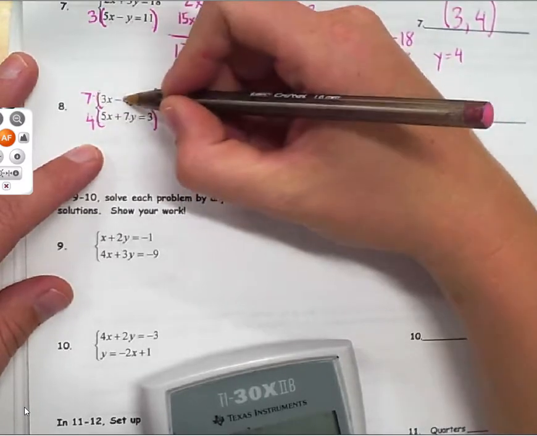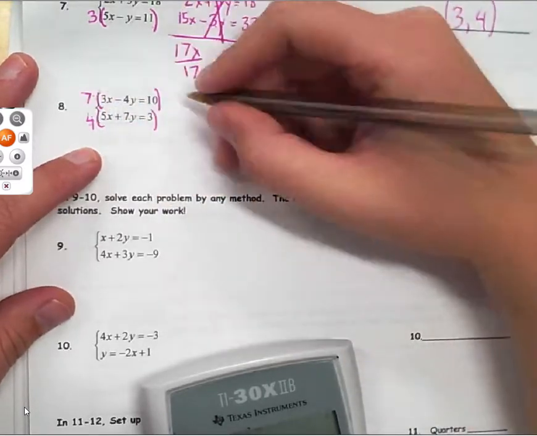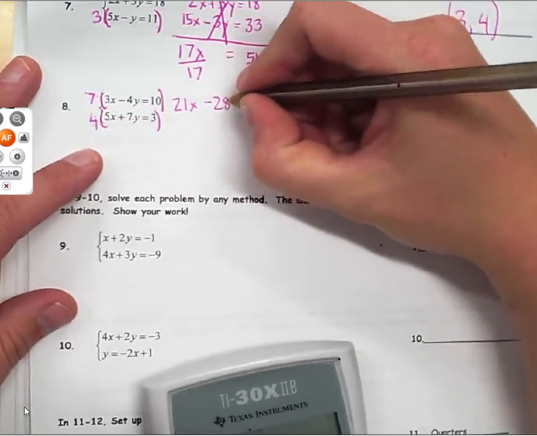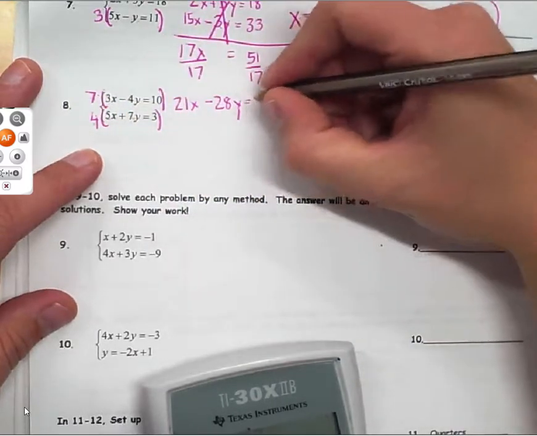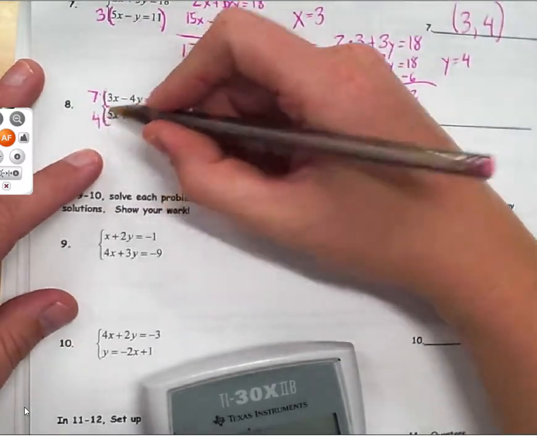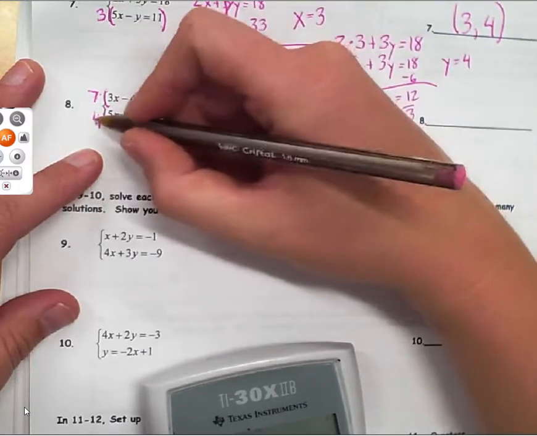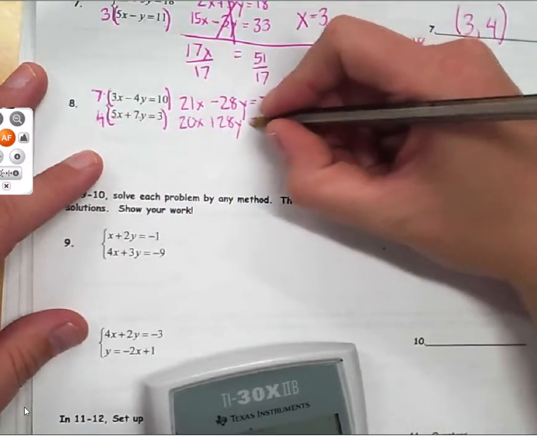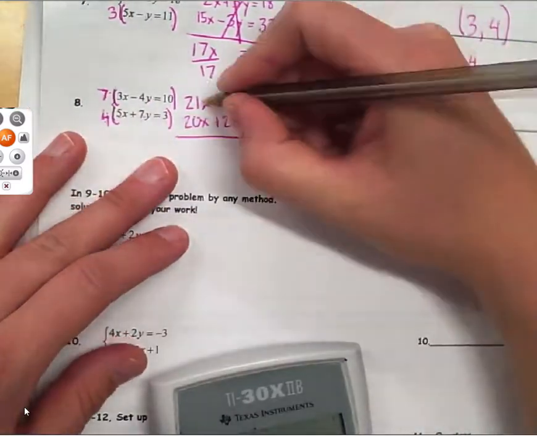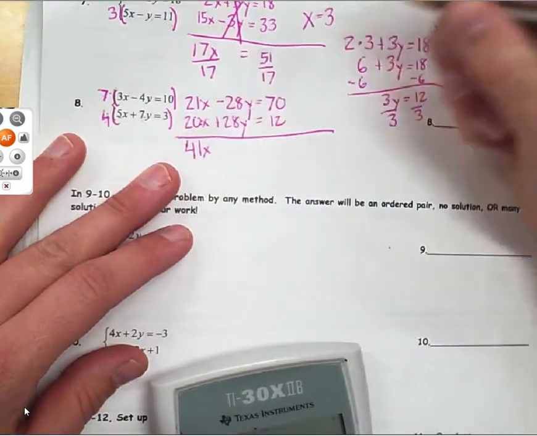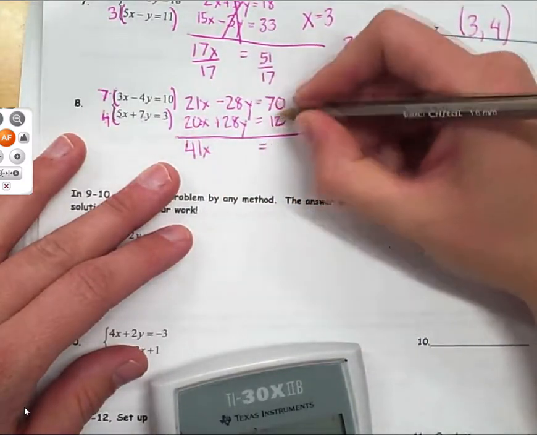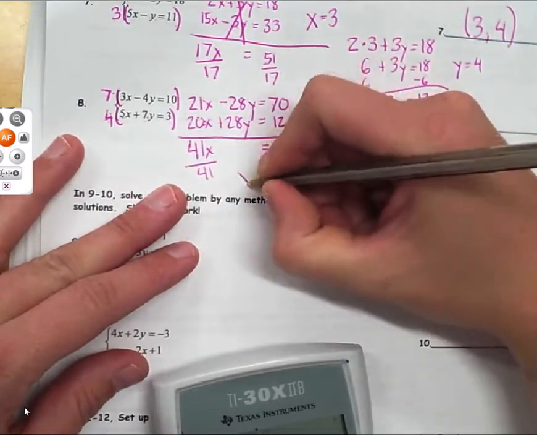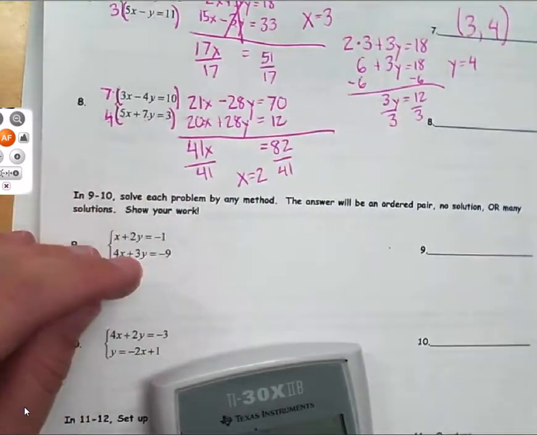Take the 7 from here, 4 from here. 7 times 3 is 21x. 7 times 4, 28y. 7 times 10, 70. 4 times 5, 20x. 4 times 7, 28y. 4 times 3, 12. 21 plus 20 is 41x. 70 plus 12 is 82. Divide by 41. x equals 2.